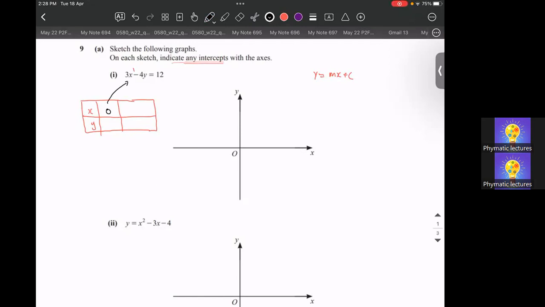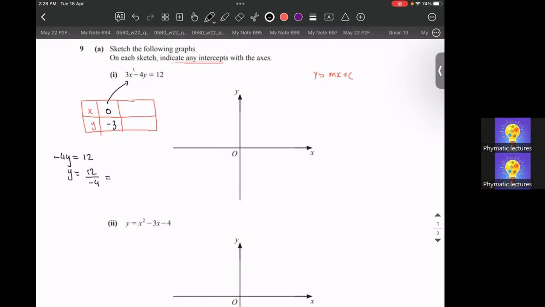So if I put the x coordinate as 0, what happens? 3 times 0 minus 4 times y is equal to 12. That implies minus 4y is equal to 12, or y is equal to 12 divided by minus 4. So what is the answer? Is it minus 3? Yes. So one of the points through which the line passes is (0, -3).